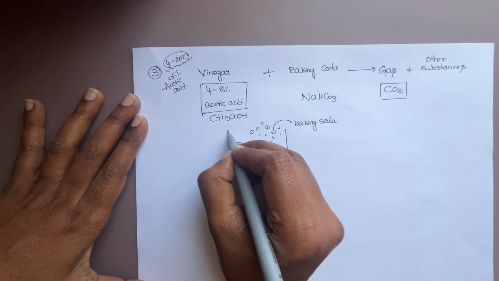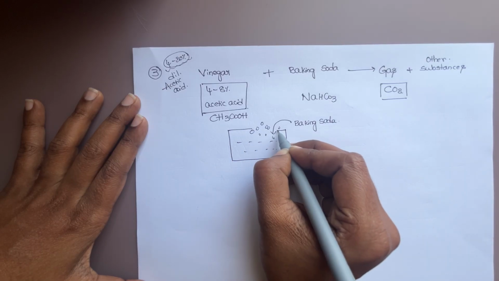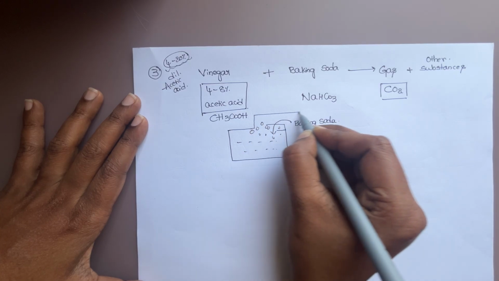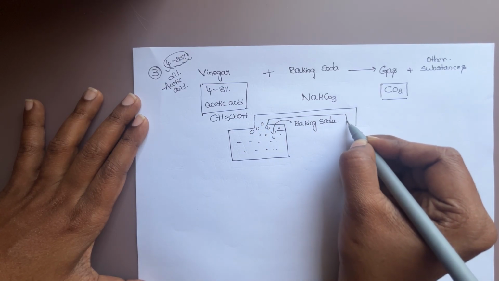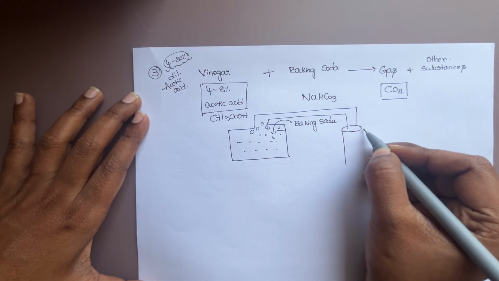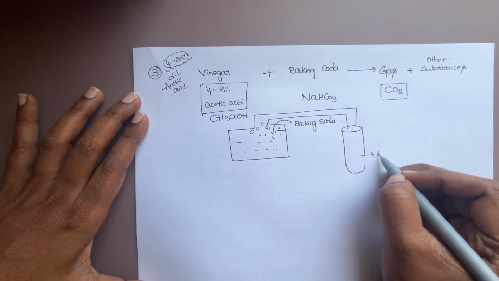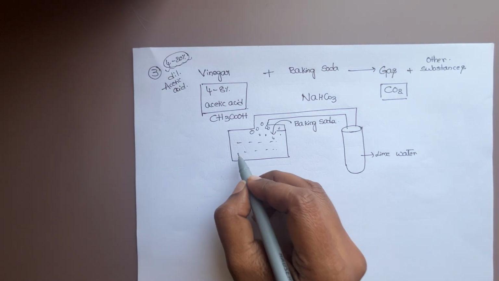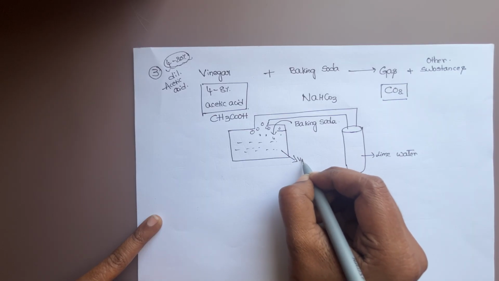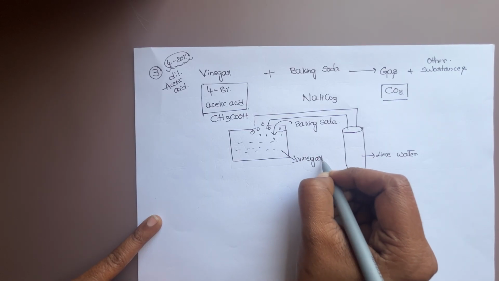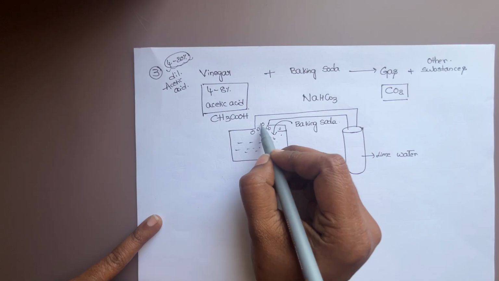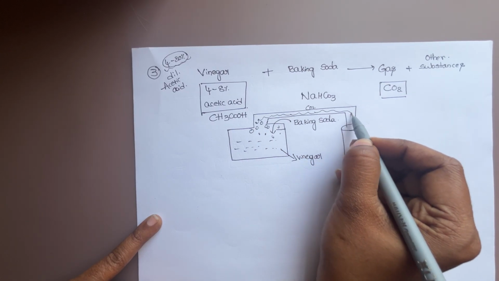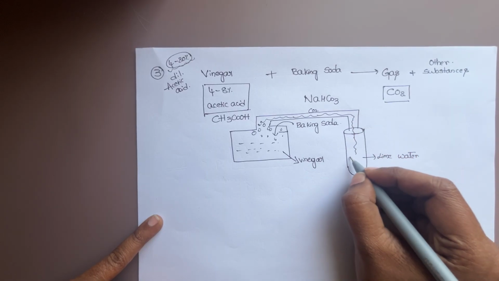Now we are slowly sending these vapors, all of these, into the test tube which has lime water. This is vinegar, and we are adding baking soda, so gas is formed. This gas is nothing but carbon dioxide. This gas is entering into the lime water test tube.